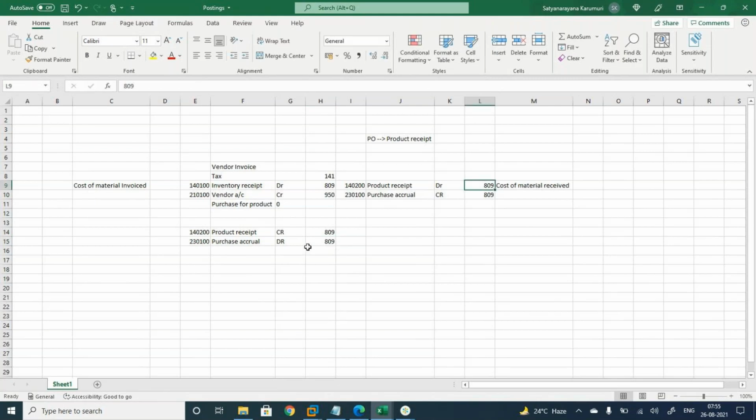But here the taxes also come into the picture, and the vendor account will be posted to 950. But at least you get the accurate inventory value. Yes, exactly, you're right. Here it will update the cost price, the actual cost price. The actual cost price will be updated. So this is a temporary posting only.